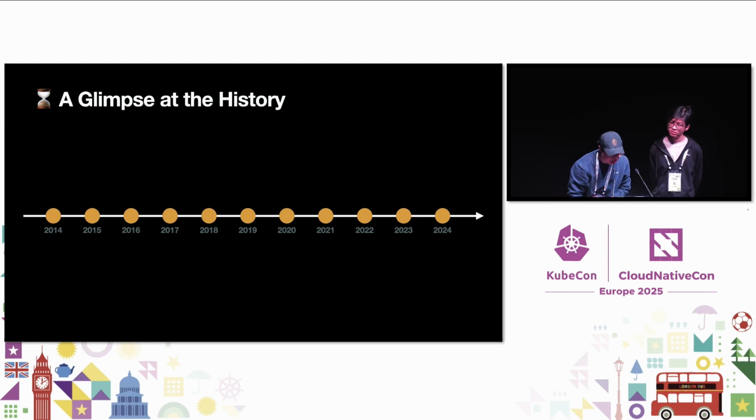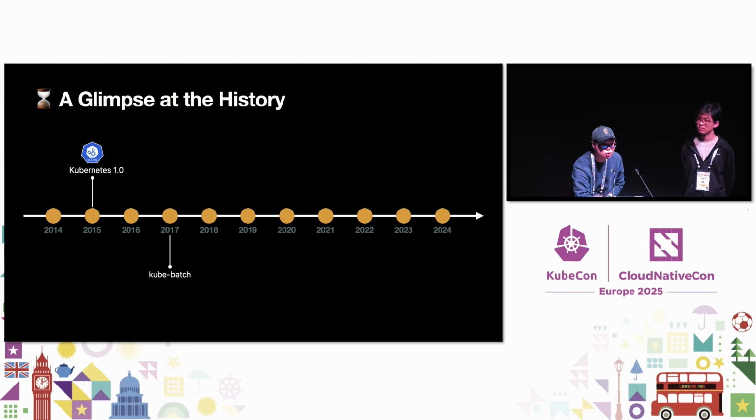So a glimpse at the history: kube scheduler was raised along with Kubernetes 1.0 in 2015. And then an experimental sub-project of SIG scheduling called kube batch was raised in 2017. Its initial intent was to put it as a side project so that it can involve the batch-related capability at its own pace, and finally merge with kube scheduler.